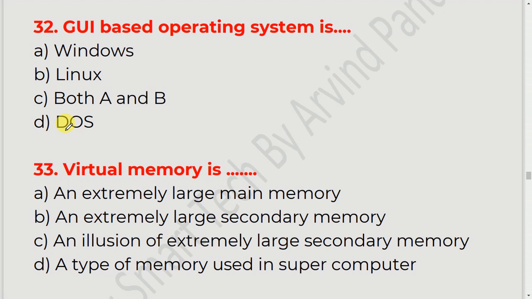Question number 32. GUI based operating system is option A Windows, B Linux, C both A and B, D DOS. And the correct answer is option C both A and B.